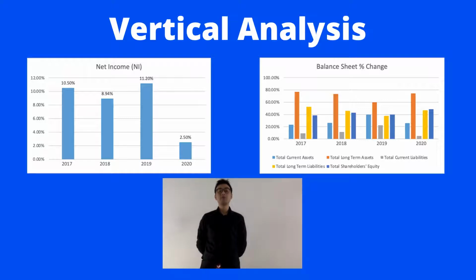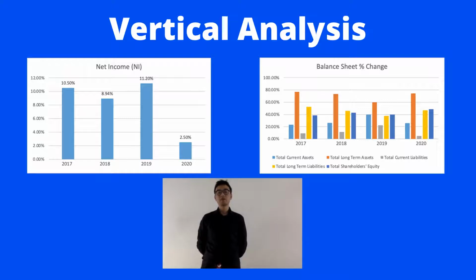It can be seen from the first 3 years, from 2017 until 2019, that there has been an increase in overall net income despite the decrease in 2018. However, they have fallen even further in the financial year end of 2020. This is due to fluctuations of sales.